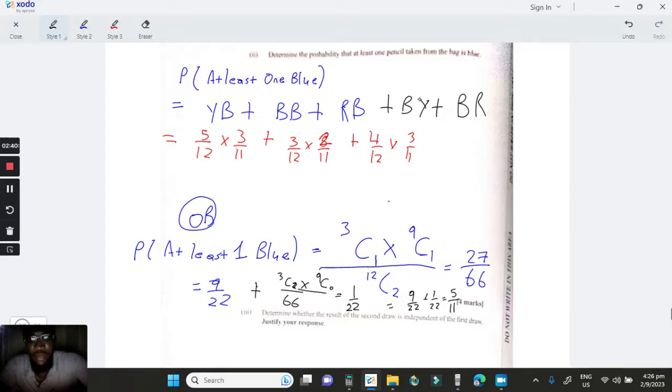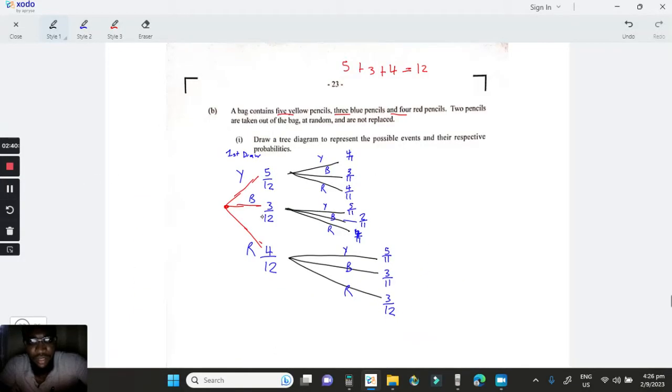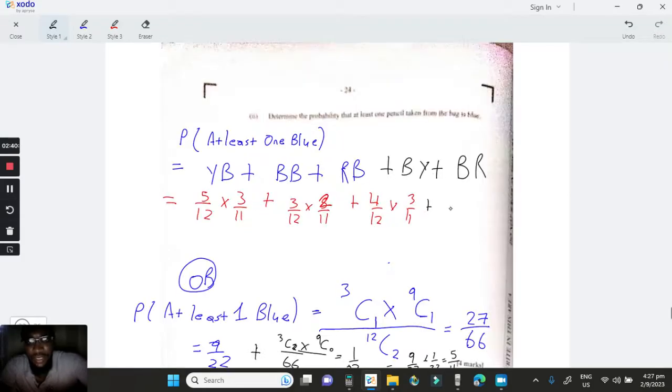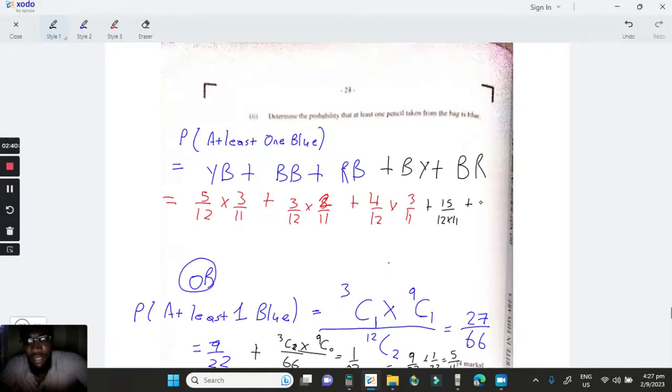Up here now I need to work out blue, yellow, and blue, red. If I do blue, yellow, I'm going to show you, you're going to get the same 5 over 11. Blue, yellow would have been 3 over 12, so that's 15 over 12 times 11, plus blue, red now. We'll go blue then red. 3 times 4 is 12. That's plus 12 over 12 times 11.